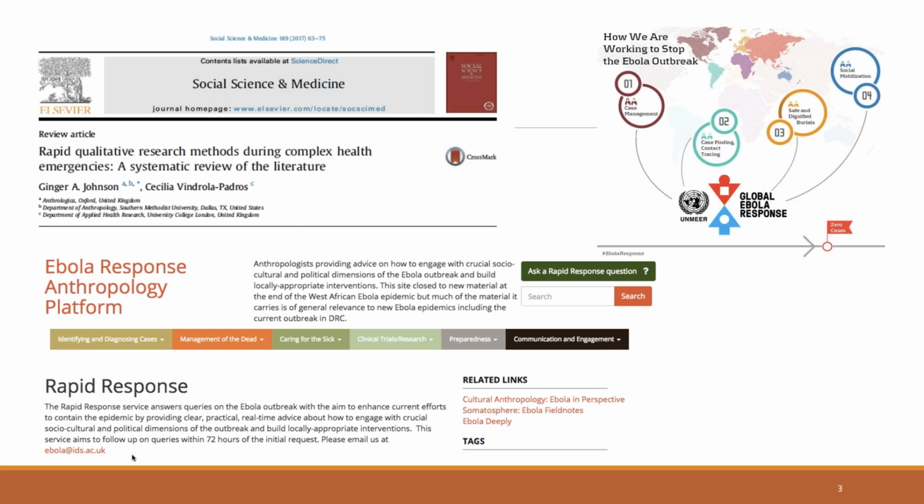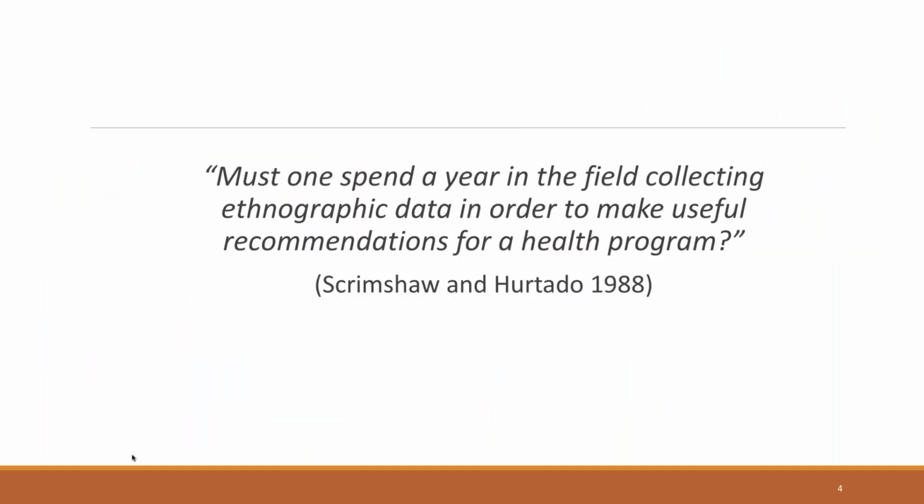So taking those two things into consideration, we then went on to do this review that we published up here, looking at the role of rapid qualitative research methods during complex health emergencies, trying to see how other research teams had used them in the past. And that work, and this question that Scrimshire and Hurtado posed over 30 years ago, has really shaped a lot of the work that we're doing at the moment.